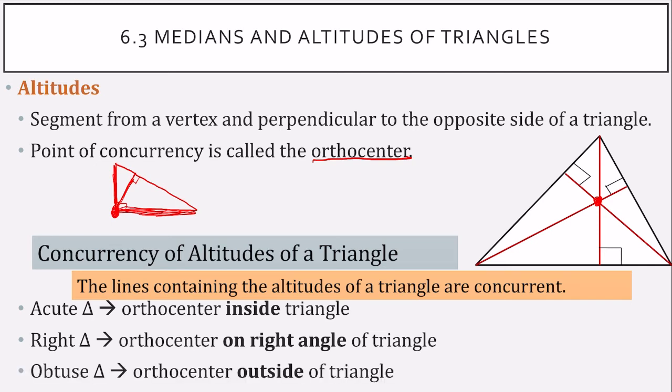And for an obtuse triangle, the orthocenter is outside of the triangle, because you'd have to extend a side to draw the perpendicular. So we'd extend those. You see they all meet there-ish.